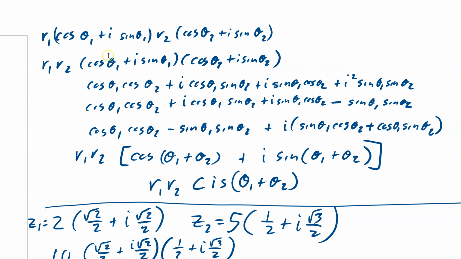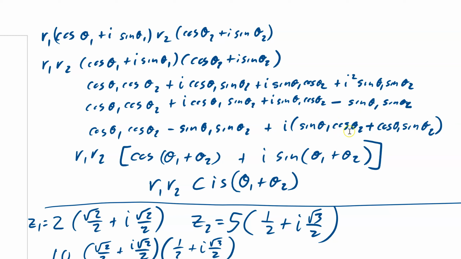So here's why. You have r1 and r2, so we get r1 times r2, and then we're going to multiply the middle: cosine theta 1, cosine theta 2, and so on, just FOILing it out. And then you can see these all have i's, so we're going to put these two together, and the i squared will turn into a negative 1, so we'll put these together. We're going to put the real parts together and the imaginary parts together.